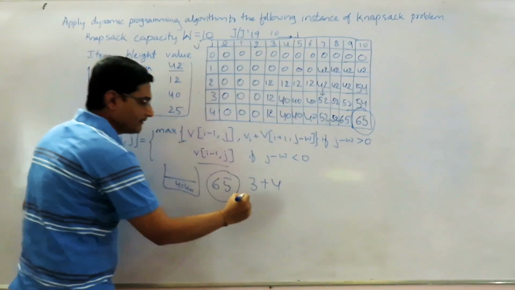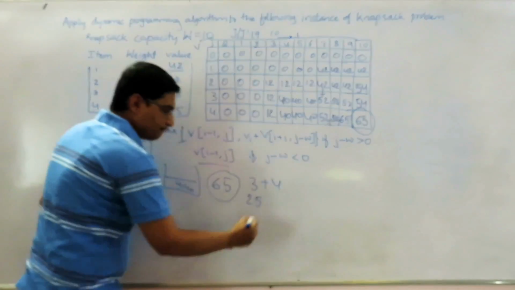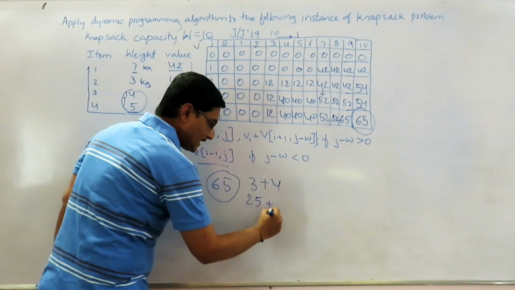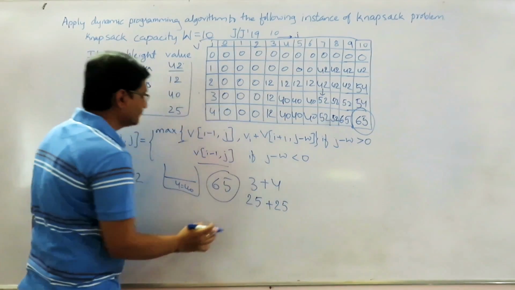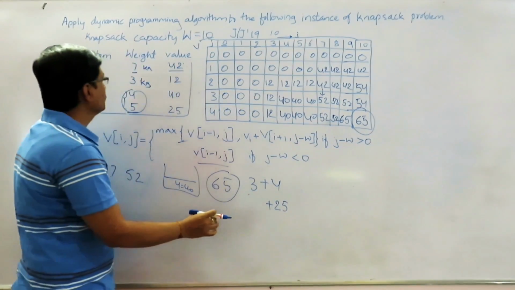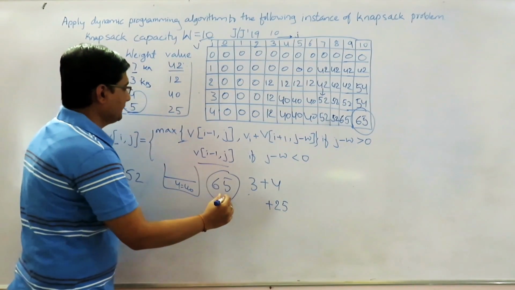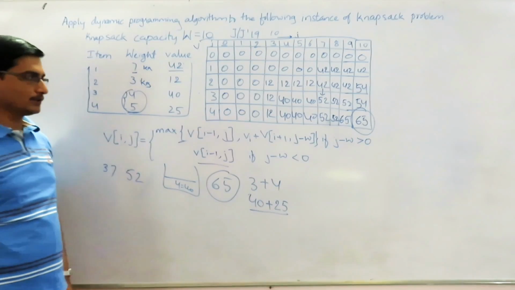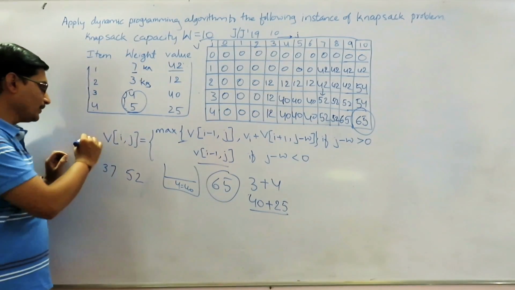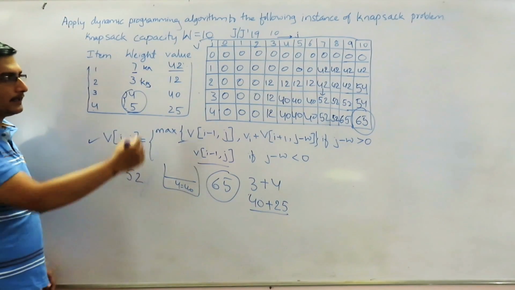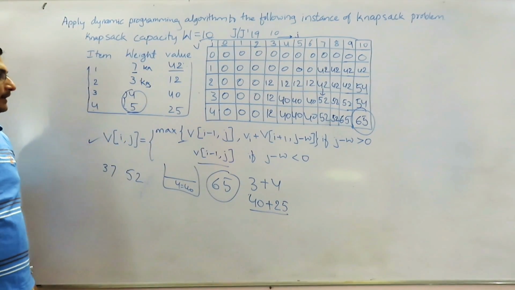The fourth object is having the value 25 and the third object is having the value 40. So 40 plus 25 is 65. This is the solution of this problem, but we need to mention this formula, okay, but you can directly fill the table like this.